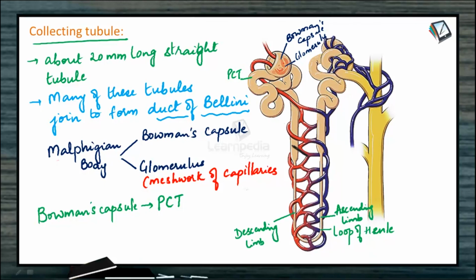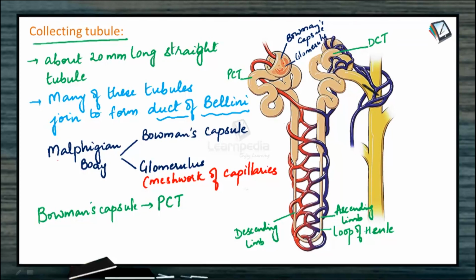The descending loop of Henle gets narrowed in the region of the medulla as a thin segment and then turns upwards as the ascending loop of Henle or ascending limb, as a thin segment. This thin segment further thickens and proceeds towards the cortex and forms the coiled tubule known as the distal convoluted tubule or DCT.